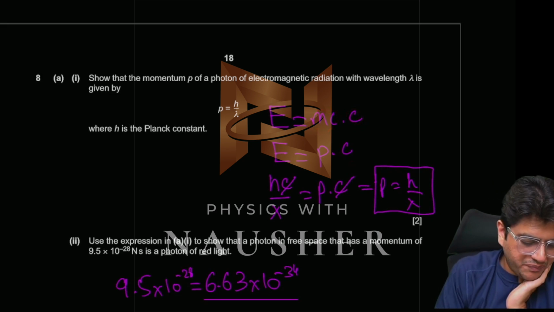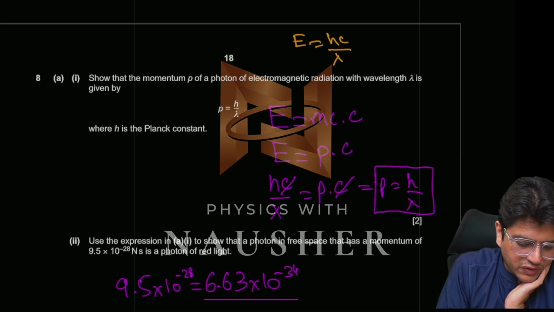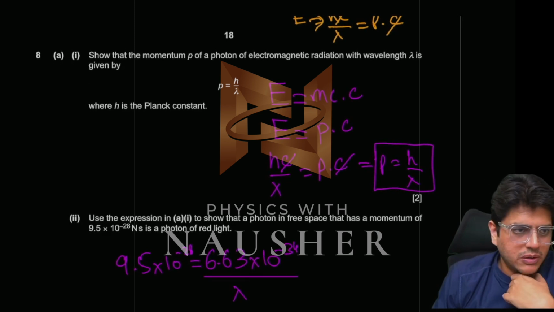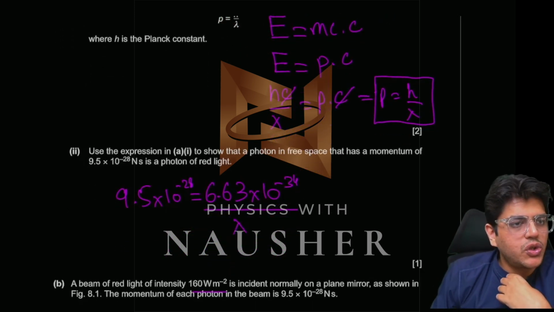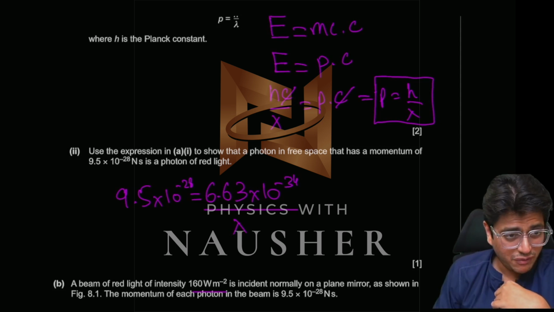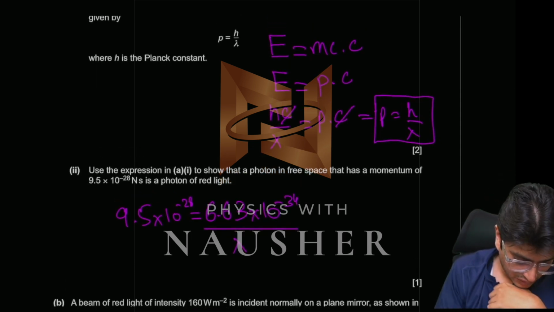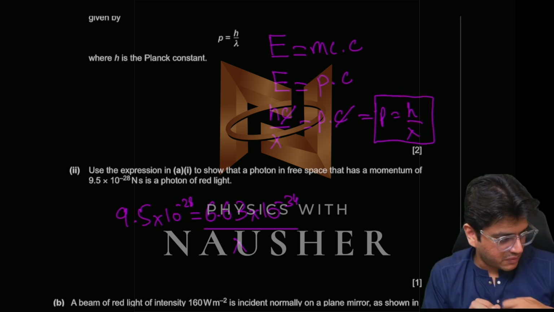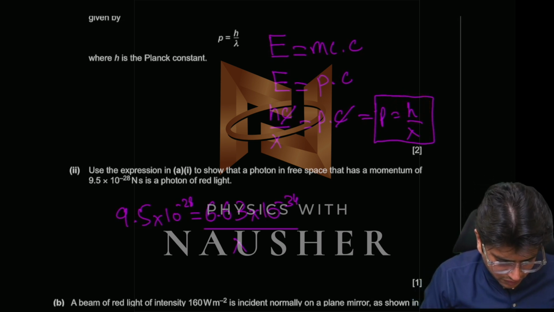You also know that the energy of a photon is given by hc over lambda. So hc over lambda should be equal to P into C. C and C will get cancelled, so you get P is equals to h over lambda. Multiple ways to go about, but this is the way that I do it. Use the expression A1 to show that the photon has this momentum. So you have the values already. You have this momentum, and you know that the value of H is 6.63 into 10 to the minus 34, which should be divided by lambda.